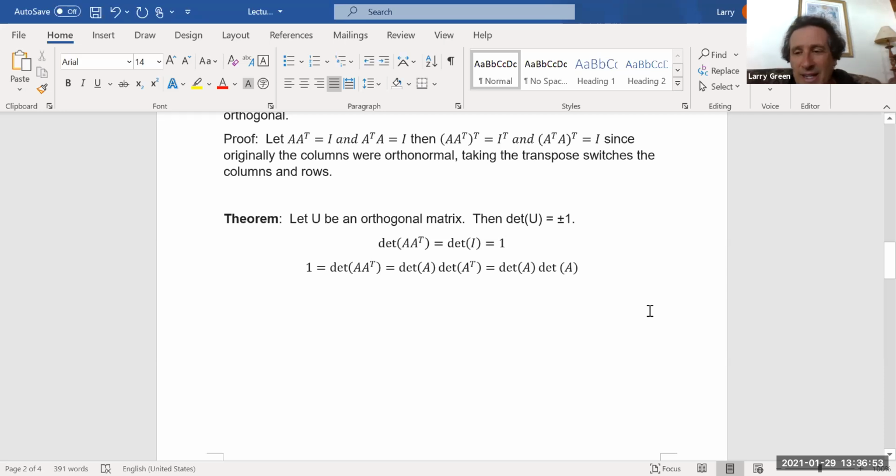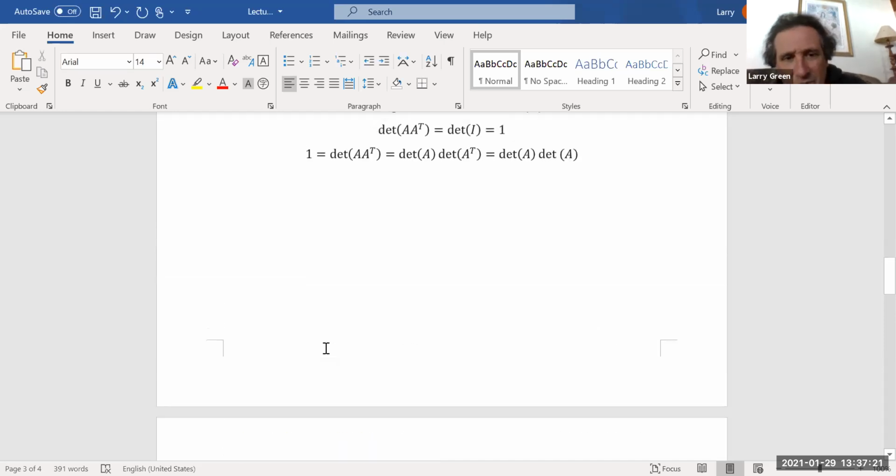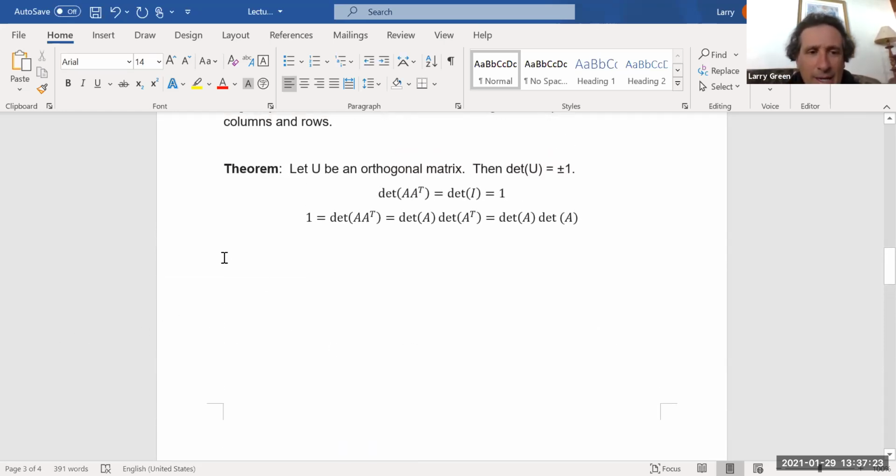Any questions on that idea? So I like these easy to prove theorems. Any questions? Okay, so orthogonal matrices are nice. And notice, by the way, and this is probably the most important, that if you have an orthogonal matrix and it's square, then A transpose is A inverse. And that's really important. So that isn't here, but I want to remind you.